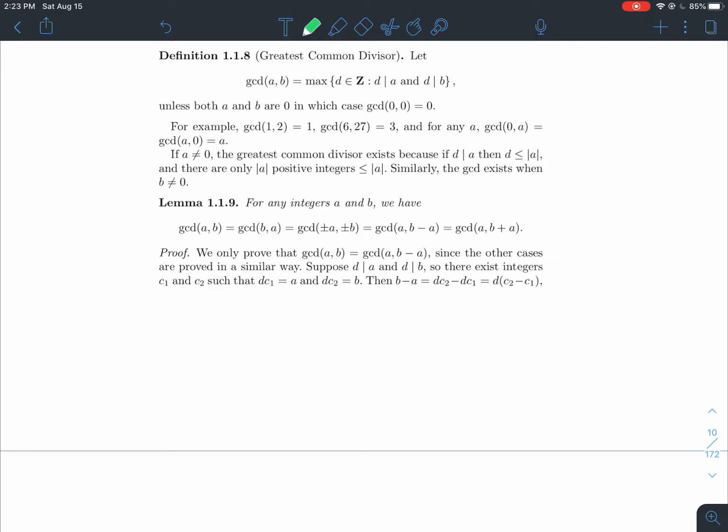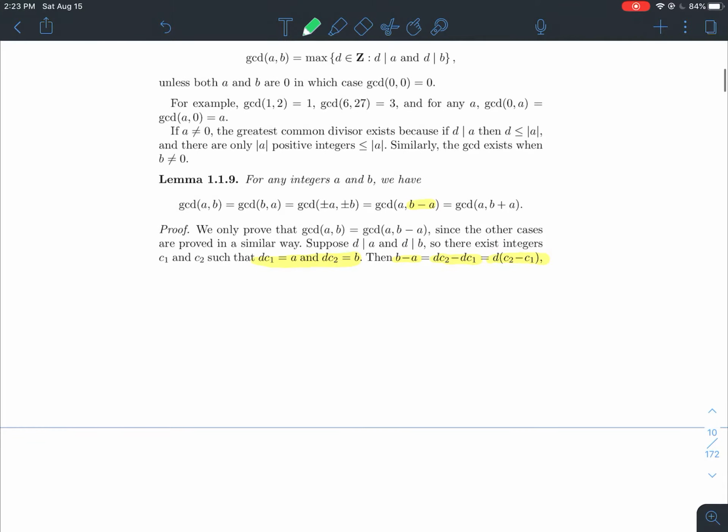So how will we do this? Well, suppose that you had some number D that divides both A and B. By hypothesis, that gives us a definition to start playing with. If D divides A, then D times some number C1 is A, and if D divides B, by definition, that means D times some number C2 is equal to B. Now let's think about what this expression B minus A looks like. Let's plug in our expressions for A and B. So B minus A looks like DC2 minus DC1. Factor that D out, and this says B minus A is equal to D times that. Of course, that means that D divides B minus A.